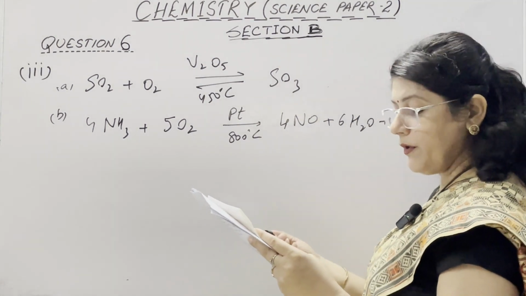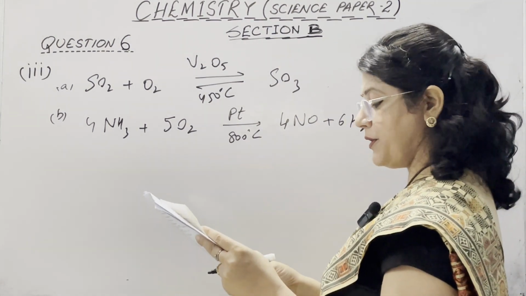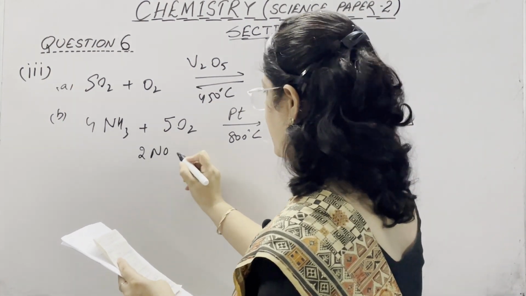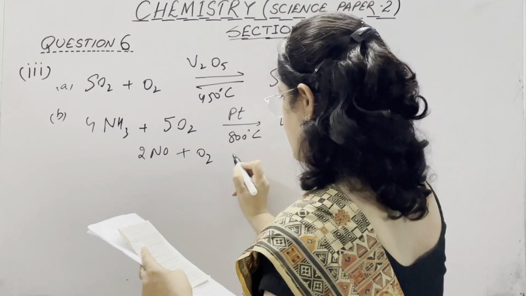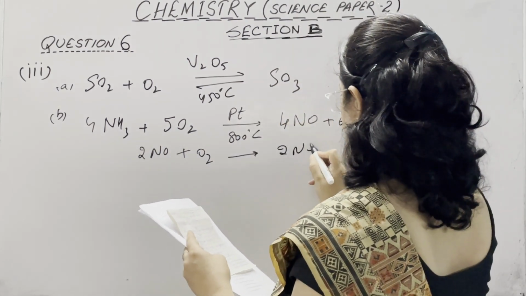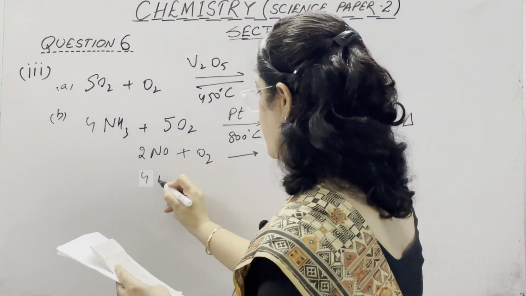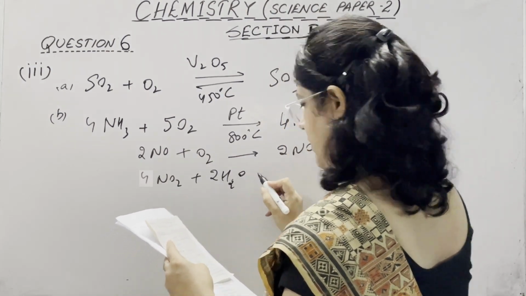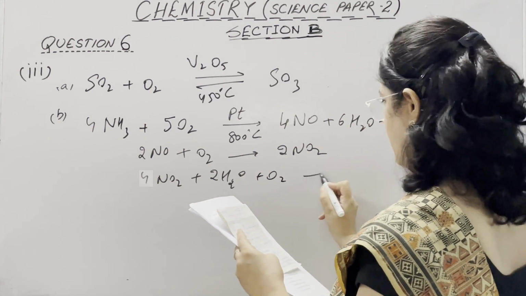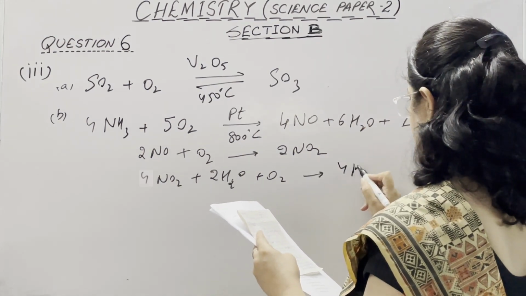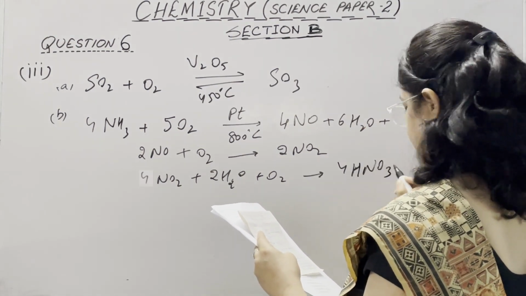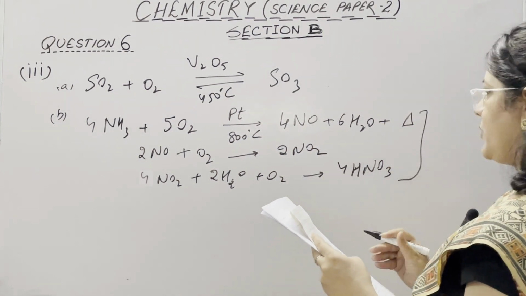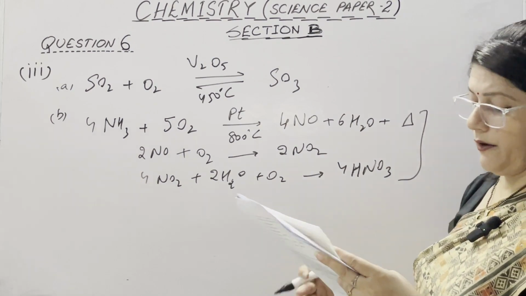If we go with the flow of the question, then we need to produce nitric acid, so 2 more steps are there. Nitric oxide and oxygen give 2 molecules of nitrogen dioxide, then 4 molecules of nitrogen dioxide with 2 molecules of water and oxygen again produce 4 molecules of HNO3. This is the Ostwald process; you need to write all the three equations if we go with the given question here.